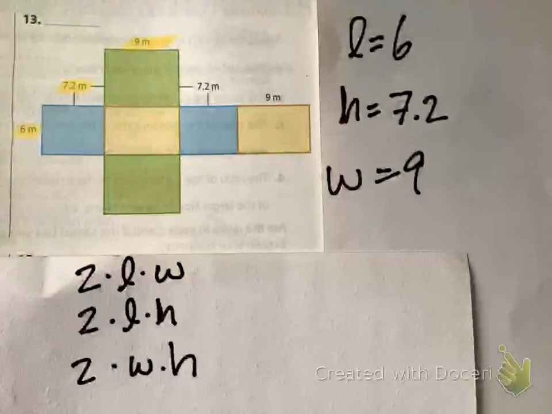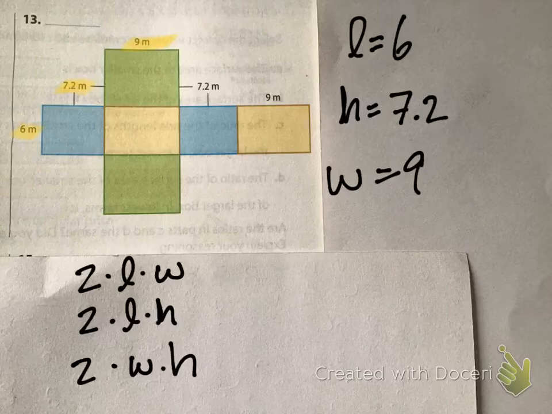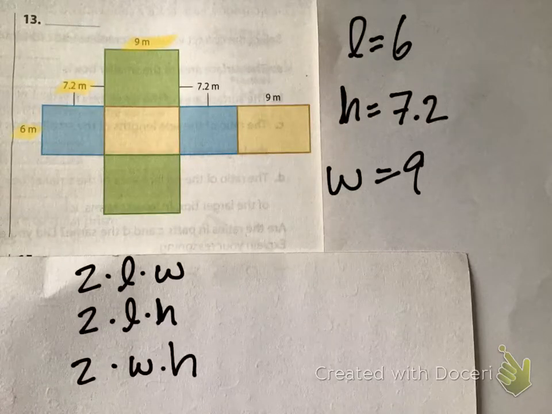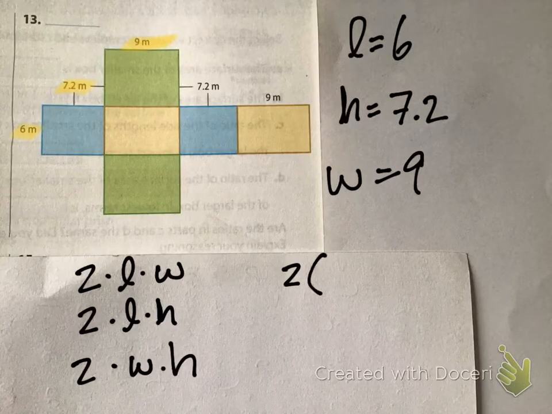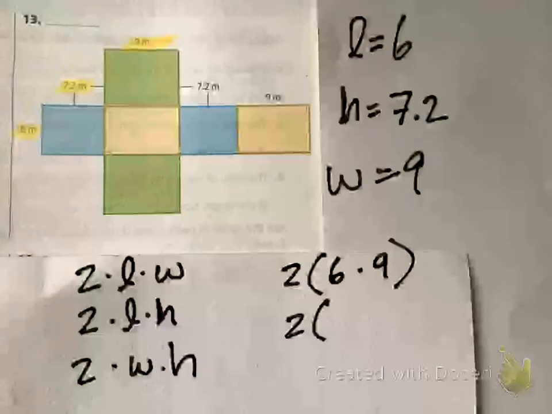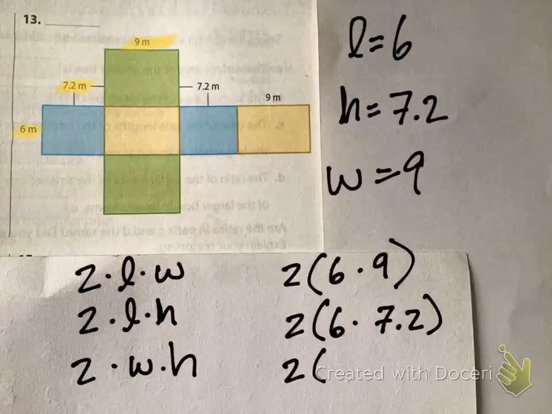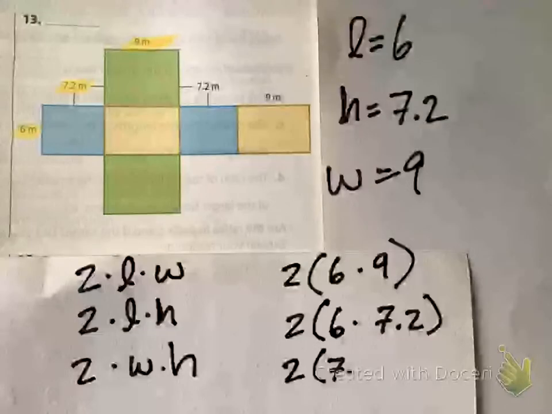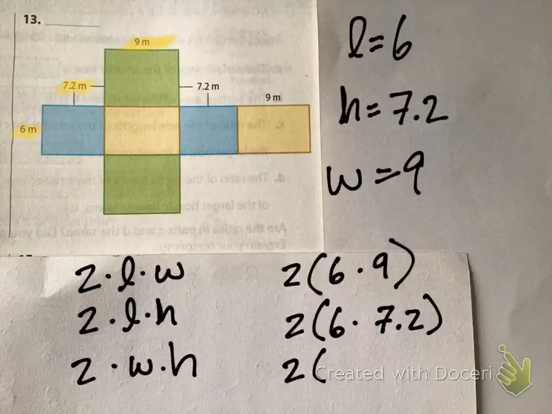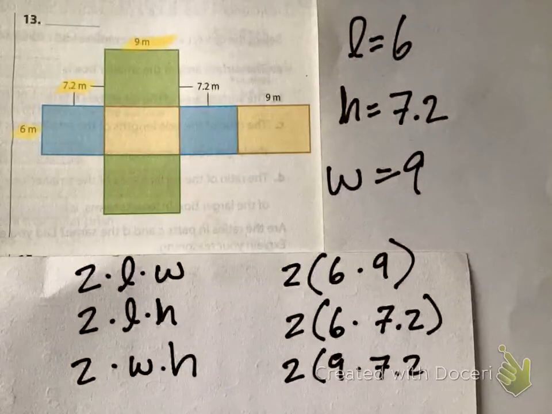Does it matter which one I choose for what? No, it does not matter, exactly, because I'm doing multiplication. Even regardless what I'm doing, it does not matter. So then I simply just plug it in. So I've got 2 times 6 times 9. Then I've got 2 times 6 times 7.2. And I've got 2 times 9 times 7.2.